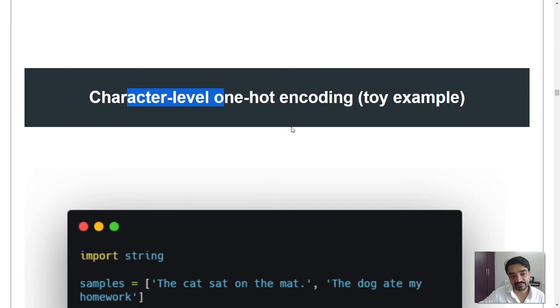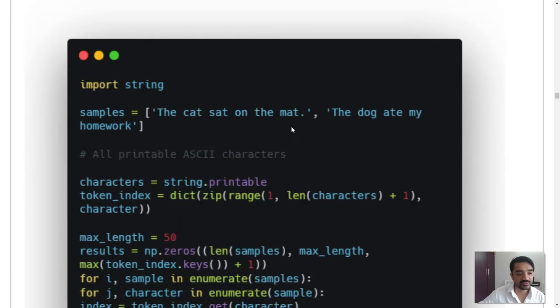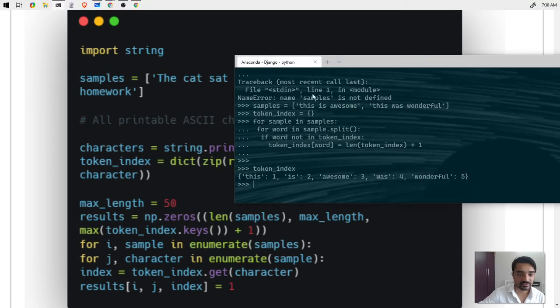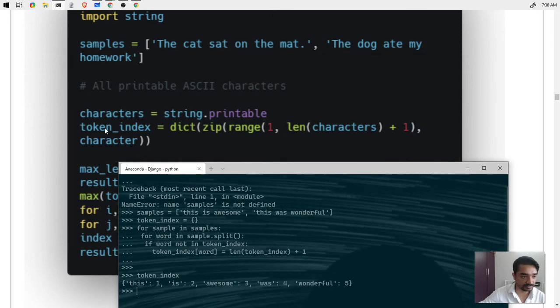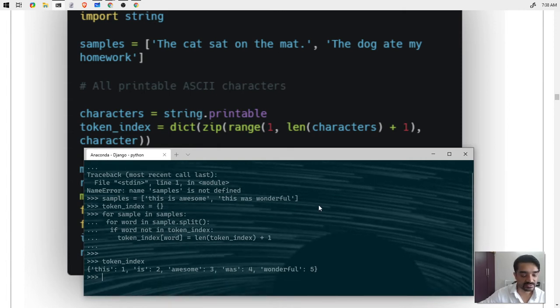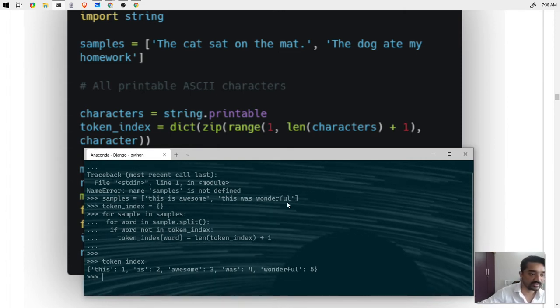Now then we have character level one-hot encoding. Now here what we are going to be doing, if you look at this code, again the samples, we are picking the same 2 samples, and I'm not sure all of you know this, so I'm just going to explain this line. Now here we have characters, string.printable. When we do that, we are going to get all the ASCII characters. You might know that. And then we are doing token index. This line is something I want to explain.